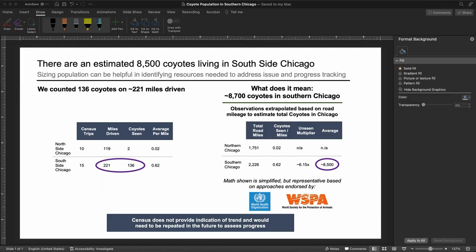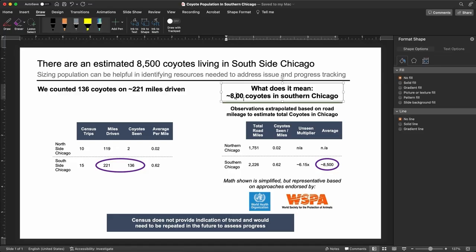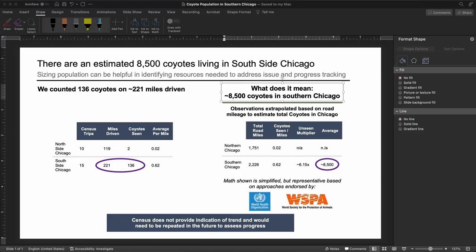Next, I want to take a look at the title on the right. What does it mean? "Approximately 8,700." I think this is supposed to be 8,500. "Approximately 8,500 coyotes in southern Chicago. Observations extrapolated based on road mileage to estimate total coyotes in Chicago." That's a bit of a mouthful. I think there's actually some helpful information here, and since this is basically going to detail what we're talking about in the table, I'm going to flip the hierarchy here. I'm actually going to delete this.